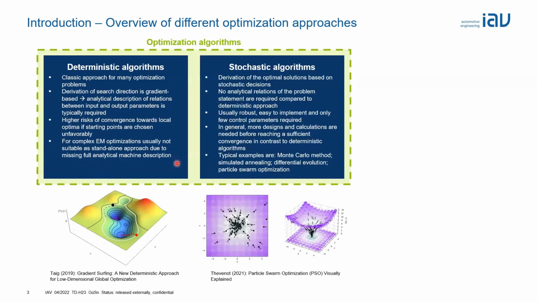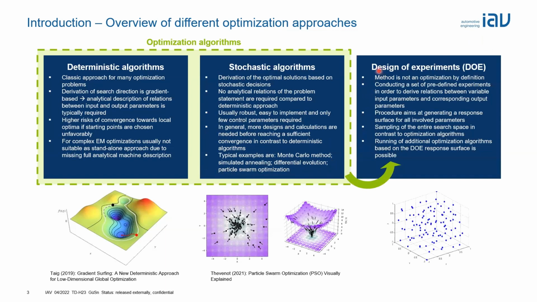The second group, the stochastic algorithms, are based on stochastic decisions. There's no analytical relation needed, and these algorithms are usually quite robust, easy to implement, and just need a few control parameters. In general, more designs are needed before reaching a sufficient convergence in contrast to the deterministic approach. Typical examples are the Monte Carlo method, simulated annealing, differential evolution, and also the well-known particle swarm optimization.